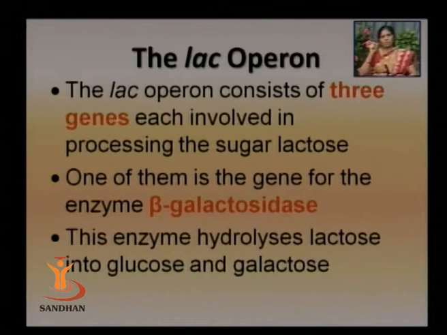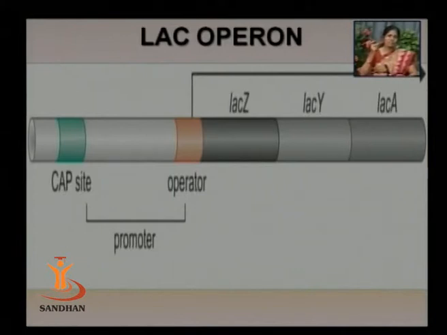Now this Lac Operon has three important genes which are involved in the processing of the sugar lactose. One of the genes is responsible for producing a specific enzyme known as beta-galactosidase. This enzyme is generally used for the hydrolysis of lactose into glucose and galactose. The second important gene, we can even see in the common diagram. In this diagram you can see that the CAP site has a green color code, the operator site has an orange color, and between these two there is a promoter site.